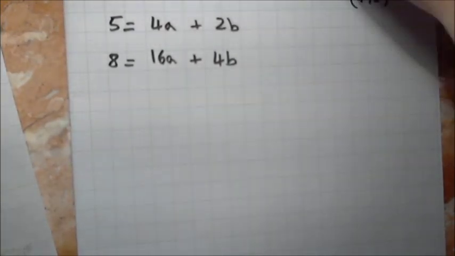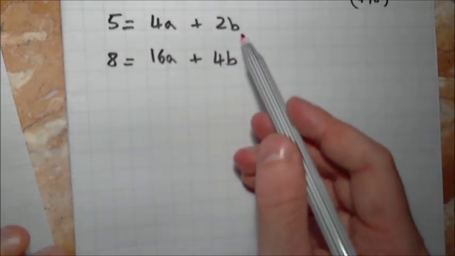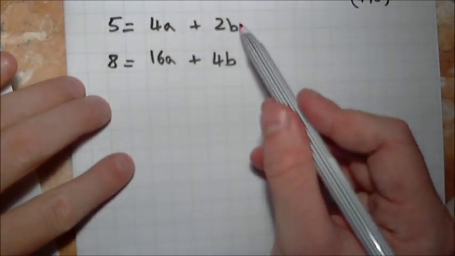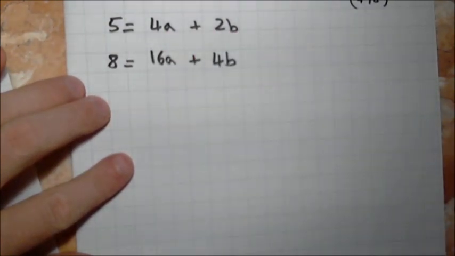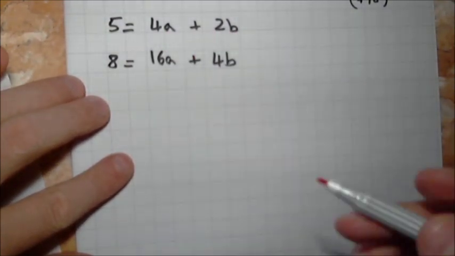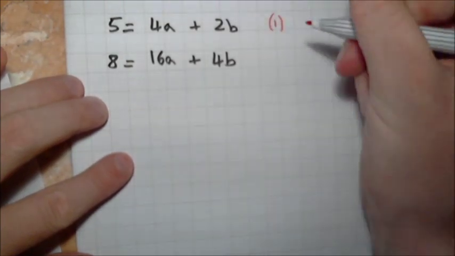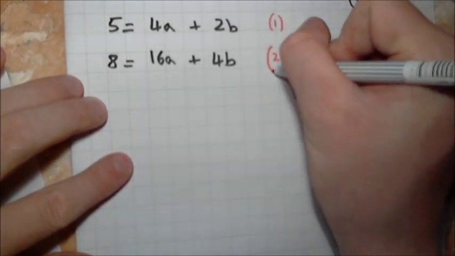I am now going to give each line a name. I'm not going to call them line A and line B because they've got a's and b's in the actual equation. It makes it complicated. So let's call this one line 1. Let's call this one line 2.